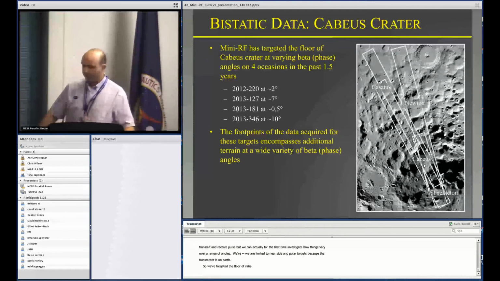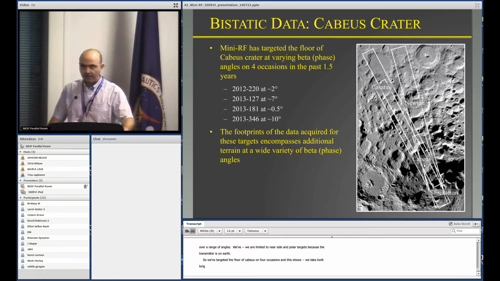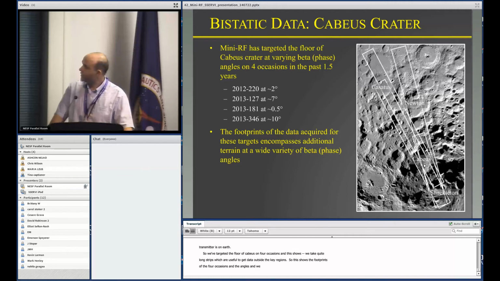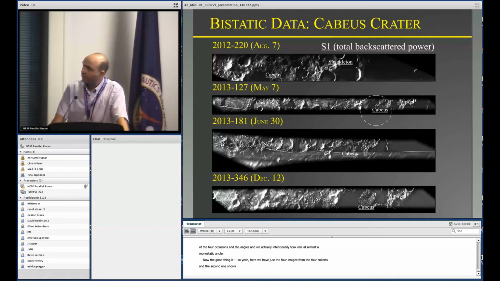This shows Shackleton crater here, and then we take quite long strips, which actually proves useful to get data outside of the key region, as I'll talk about. So these show the footprints of the 4 locations and also the angles. And note that we actually intentionally took one at almost a monostatic angle. We took it at 1/2 degrees in order to compare that with the monostatic data.